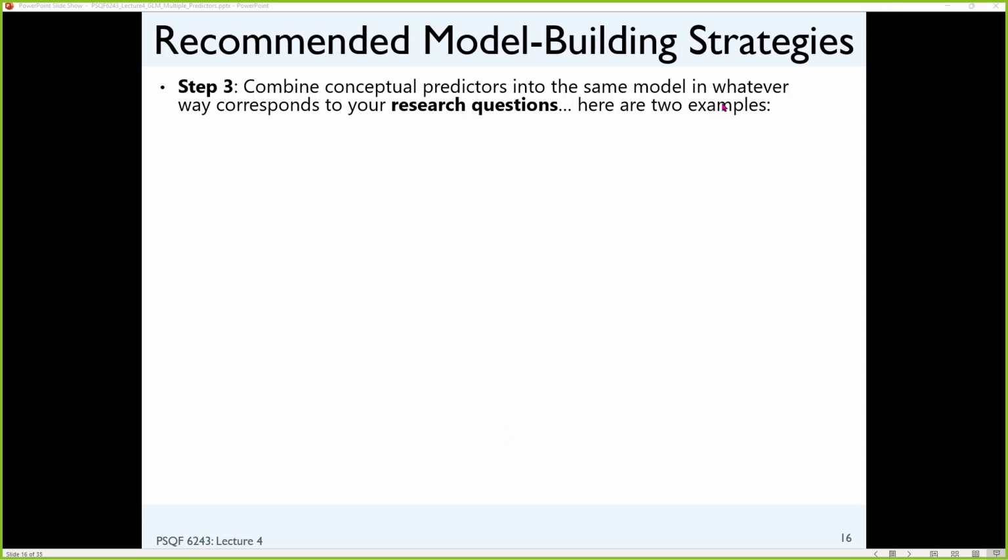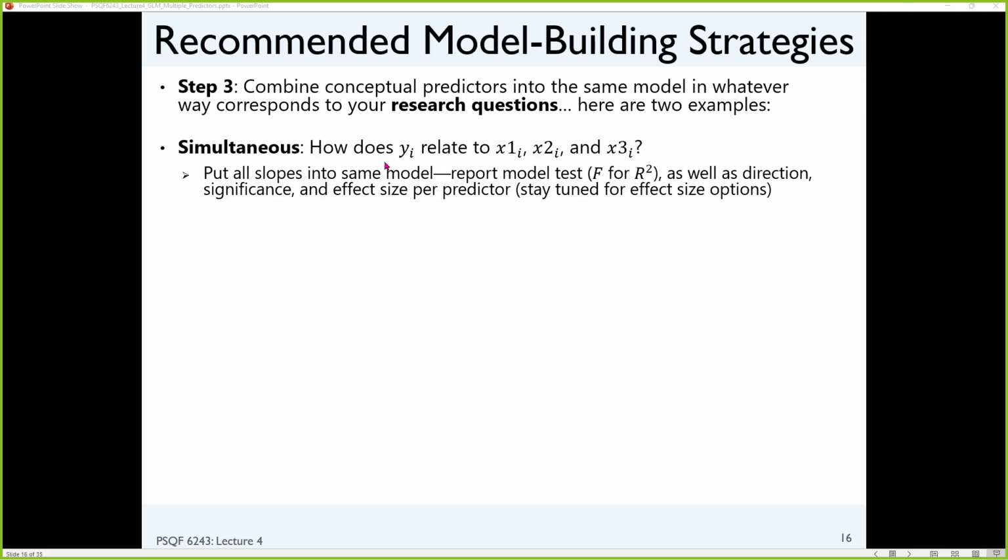Step 3 is to combine your predictors into one model in a way that corresponds to your research questions. So this is very much contextually driven at this point. The order is up to you. So for instance, if I had a question that says, how does y relate to these 3 things? And I don't have a priority system or anything with respect to those, I would throw them all in the same model, report the model F for the R-square, and I would talk about the direction, the significance, and the effect size of each predictor. And we'll talk more about your options for doing that in just a second.